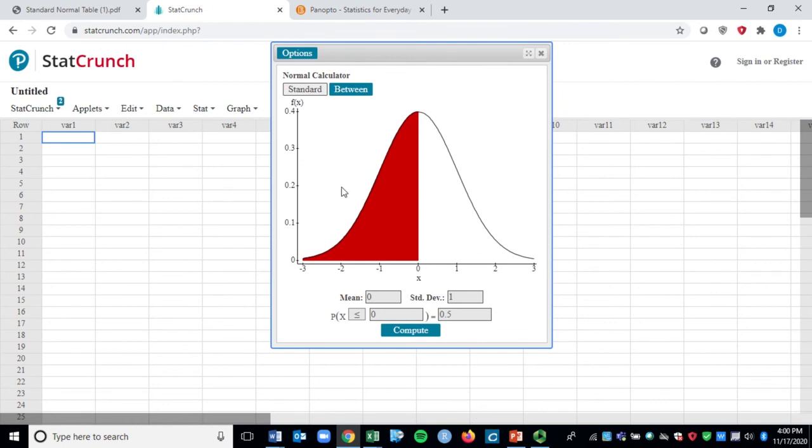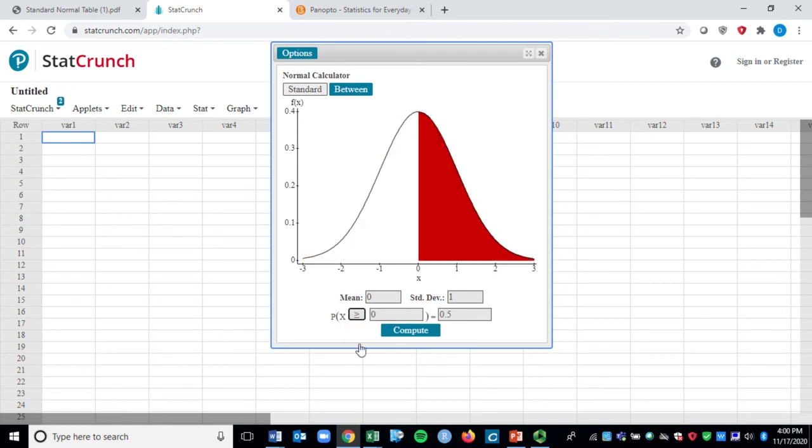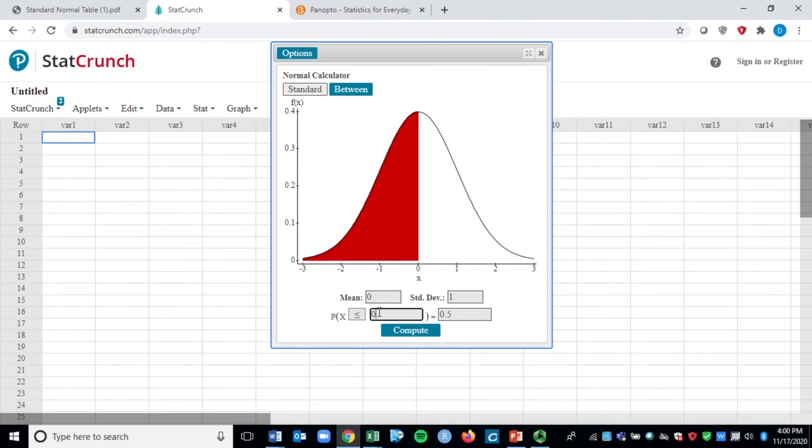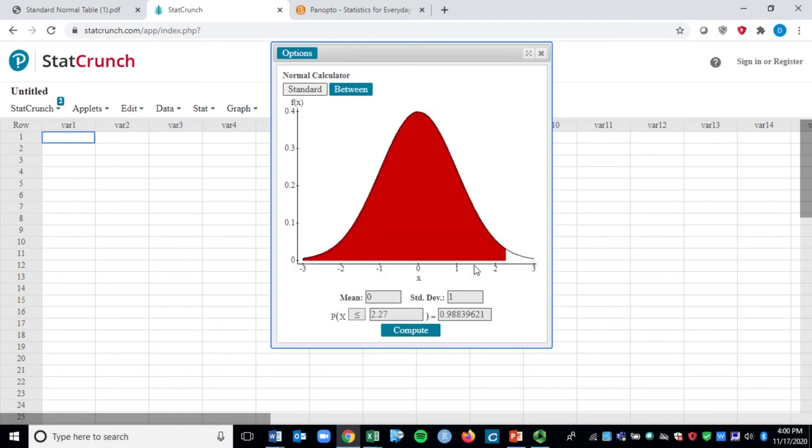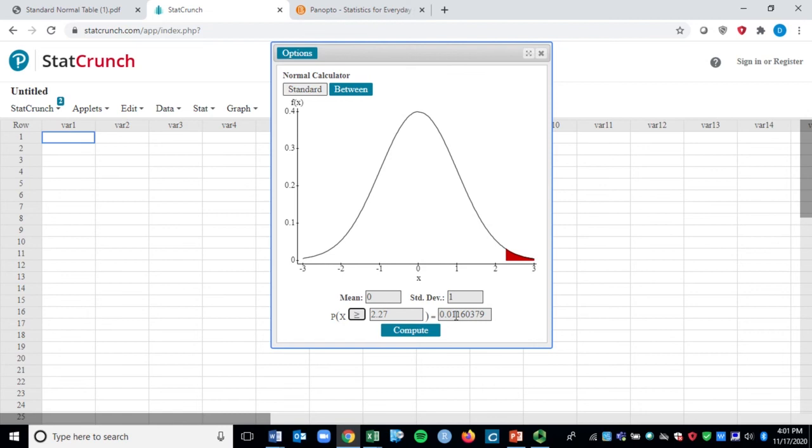Notice this is already set to less than. You can change this to greater than. That's the first thing. So let's say we wanted to look up less than, I don't know, 2.27. It's going to draw you a graph and give you the probability right here. There's the graph. We've practically shaded in the whole thing, and there is our answer. We would properly round this to four decimal places and say 0.9884. Greater than this number would be 0.0116. So you can put in any number and it'll show you on the graph.